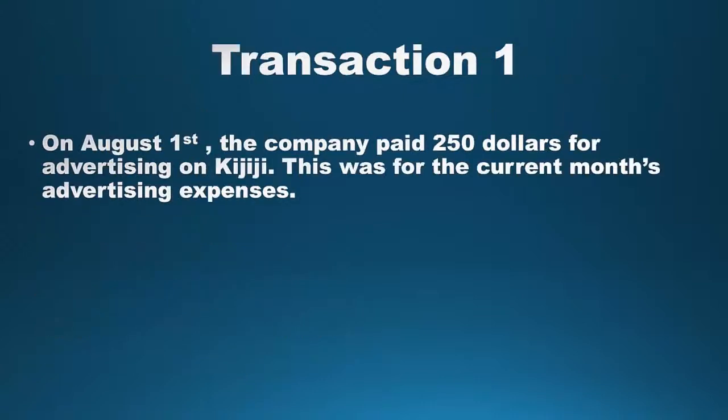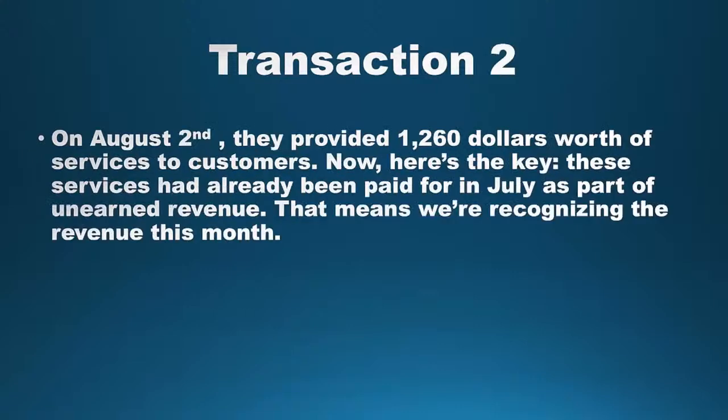August transactions. 1. On August 1st, the company paid $250 for advertising on Kijiji. This was for the current month's advertising expenses. 2. On August 2nd, they provided $1,260 worth of services to customers. Now, here's the key. These services had already been paid for in July as part of unearned revenue. That means we're recognizing the revenue this month.